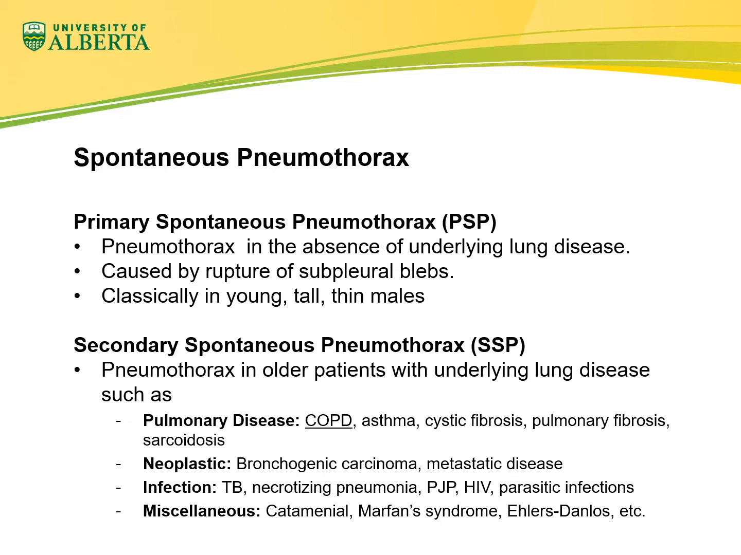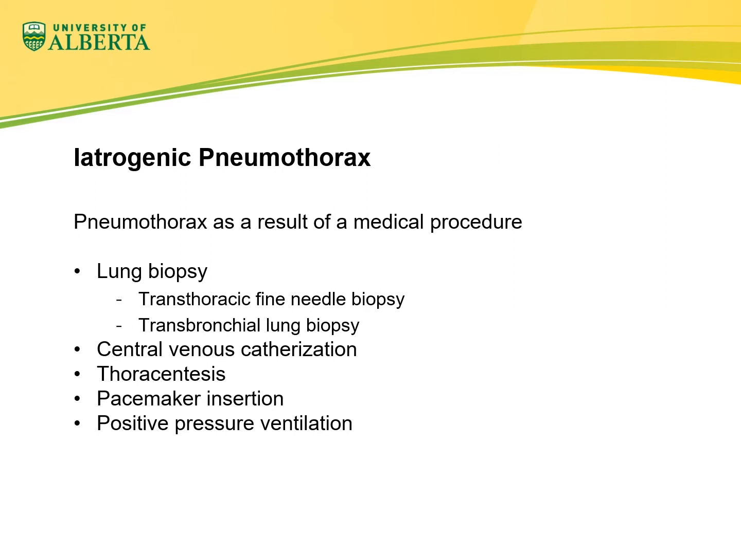It involves rupture of blebs, which are large air-filled spaces within the lung. Iatrogenic pneumothorax can be caused by medical procedures such as lung biopsies, including both transthoracic and transbronchial biopsies, central venous catheterization, thoracentesis, and pacemaker insertion. Another medical procedure associated with iatrogenic pneumothorax is mechanical ventilation. Positive pressure ventilation can hyperinflate and rupture alveoli, introducing air into the pleural space. This is more common in a patient with underlying lung disease such as COPD.